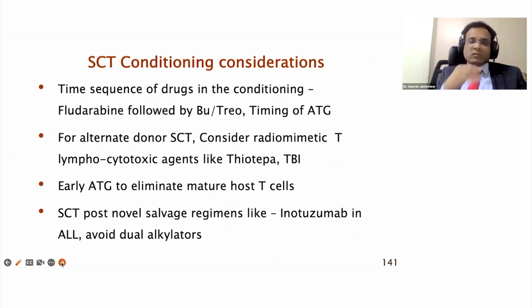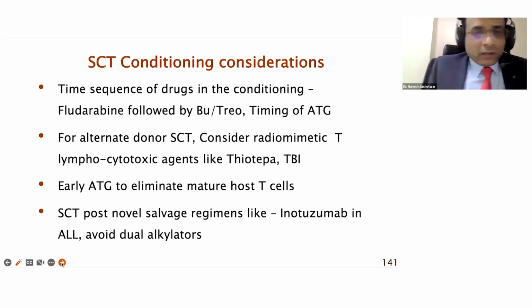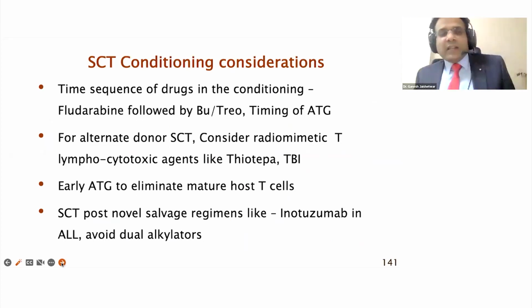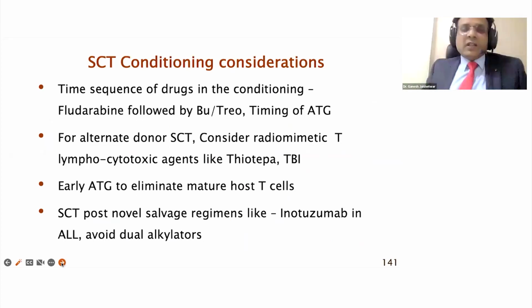So in stem cell transplant conditioning, the time sequence is important. For example, if you are adding nucleoside analogs and alkylators, the fludarabine should be given first, followed by the alkylators, busulfan or treosulfan, within 2 to 3 hours. Again, timing of ATG is also important. For alternative donor transplants, consider either TBI or radiomimetic T lymphocytotoxic agents like thiotepa, because the rejection risk is high. Early ATG eliminates mature host T cells and thereby decreases the risk of graft rejection.